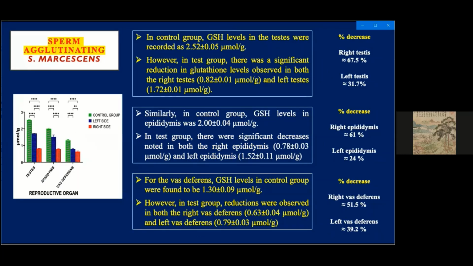Similar types of results could be seen in the case of Serratia marcescens also, where we could find a significant decrease in the level of reduced glutathione on the right side of the organs as compared to the left side of the organs, and again the maximum decrease was in the testes as compared to epididymis and vas deferens.